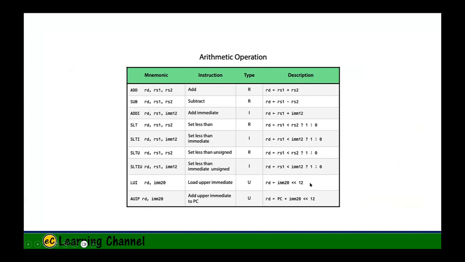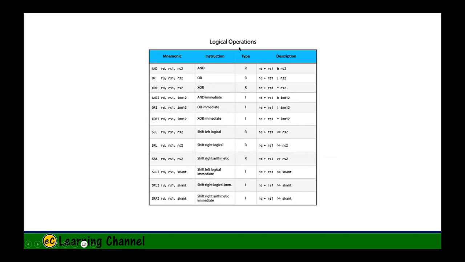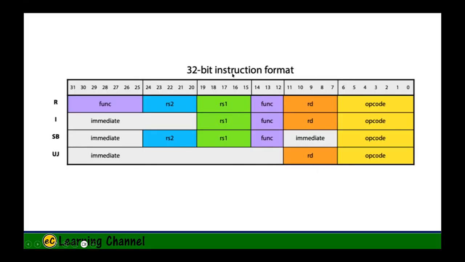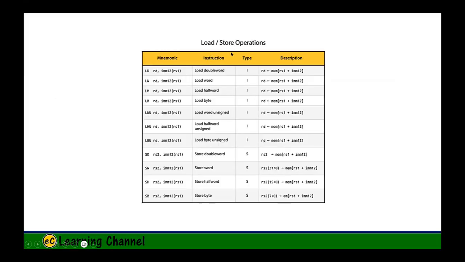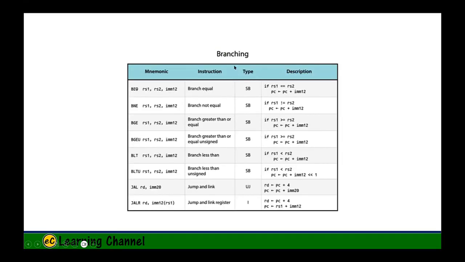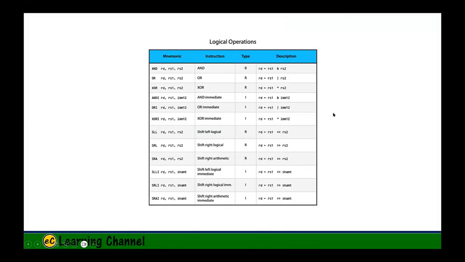So this is arithmetic operation: add, subtract, set less than, whatever. You also have logic operations, AND, OR, okay? You have a 32-bit instruction format. You have load and store operations, load from memory, store back to memory. You have branching instructions. These are different assembly. So basically, these are related to CPU design, okay?